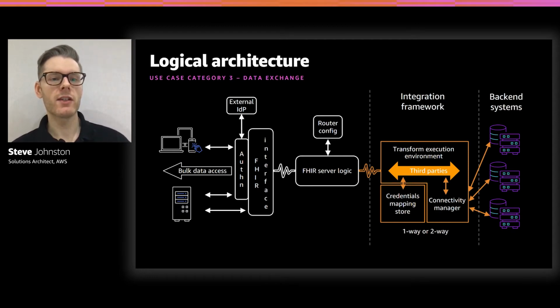And the integrations may include constructs such as a connectivity manager to handle connectivity to back-end systems, or a credentials mapping store, which is a very useful construct if the credentials used at the FHIR interface differ from those used at the back-end systems. So this construct can provide a mapping between those credentials.